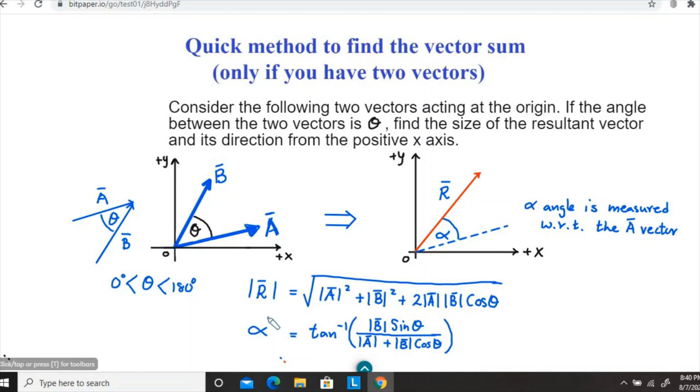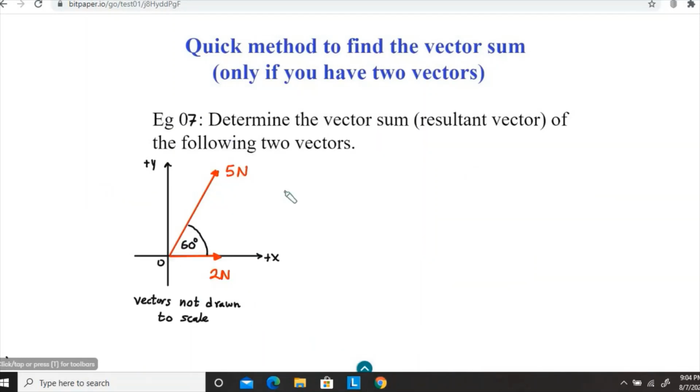So now I'll explain this using an example. In this example, let's try to apply that quick method to find the resultant vector when two vectors are given. The important thing here is that this 2 Newton vector is along the x-axis.